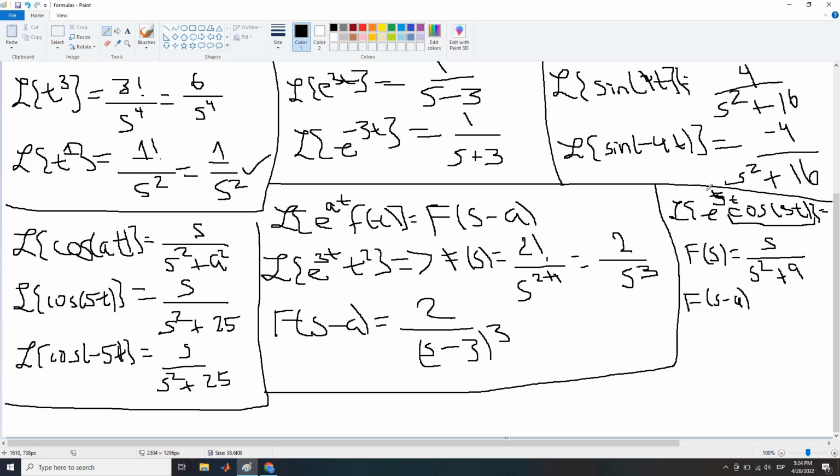So we know a is equal to 5. So whenever you see an s, you put in s minus 5. So s minus 5 over s minus 5 squared plus 9. And this will be the final answer.